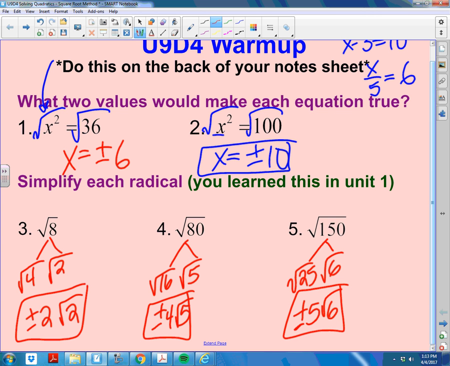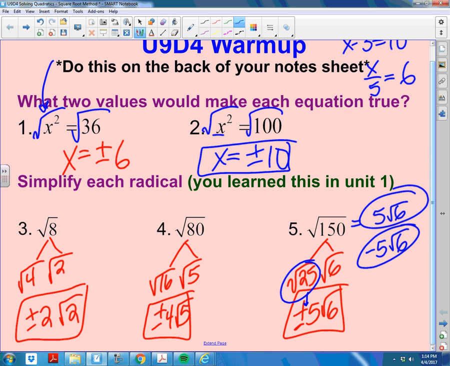Any questions on that? Yeah. The square root of 25 has 2 answers because 5 times 5 is 25 and negative 5 times negative 5 is 25. In fact, if you wanted to, you could tell me that this is 5 times the square root of 6 and negative 5 times the square root of 6. Both of them would be accurate. Okay? And it's because of this right here. Because the square root of 25 has 2 answers.